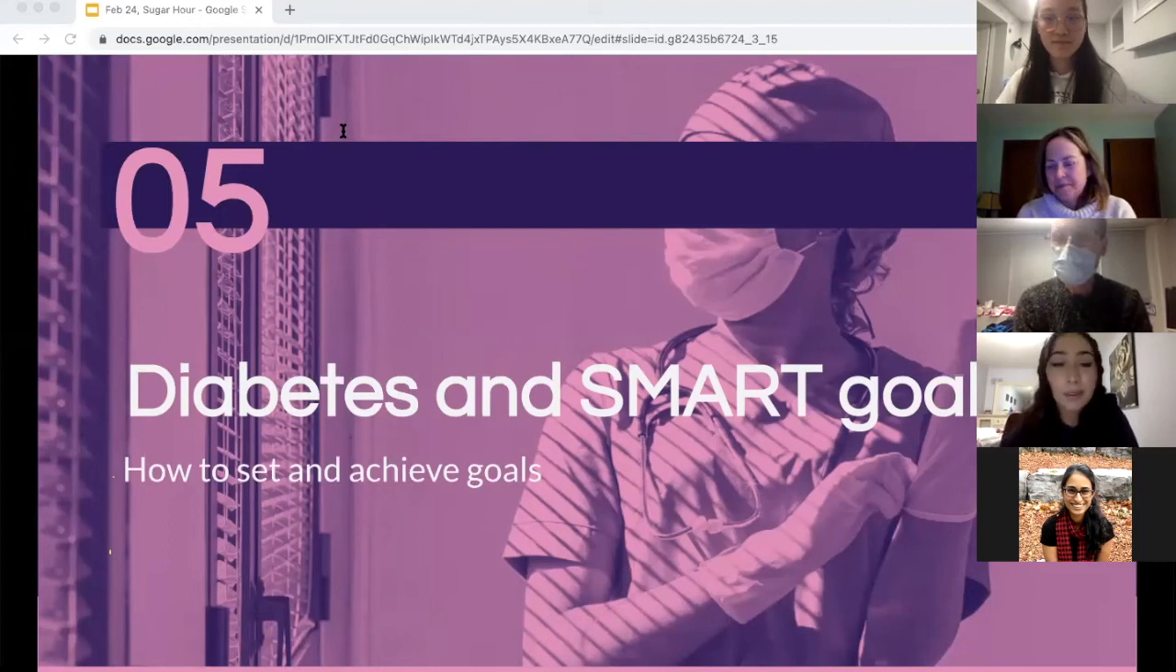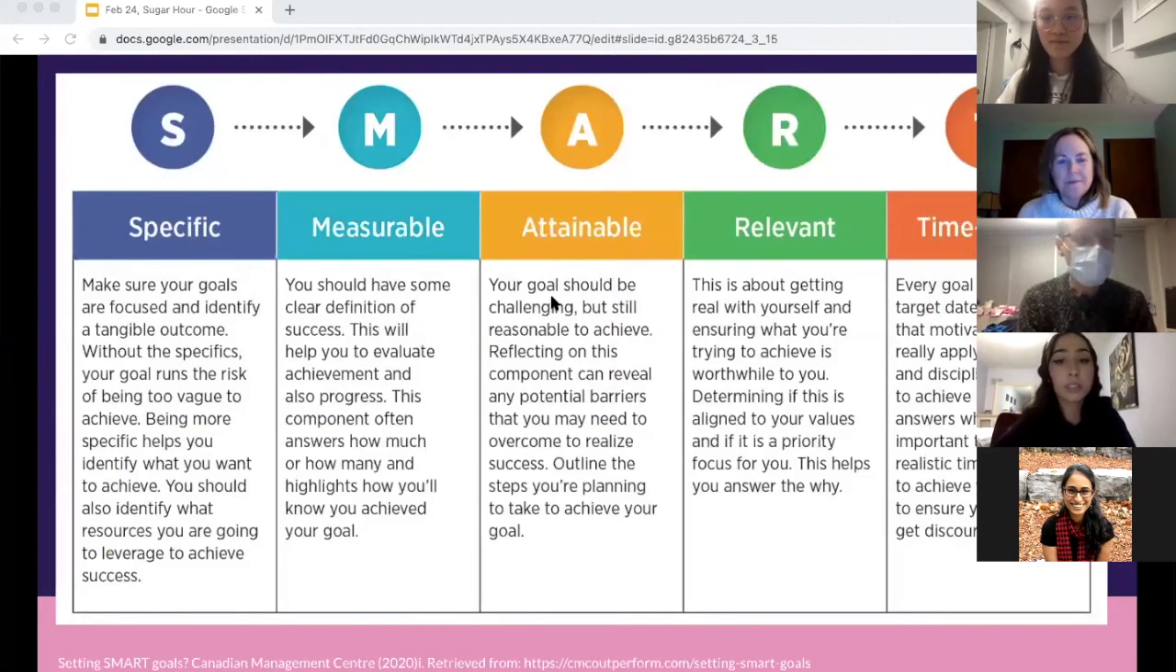So you might be wondering, what is a SMART goal? It's basically this idea where we use the letters of the word SMART to form an acronym, and each letter will basically tell us a fundamental of goal setting.